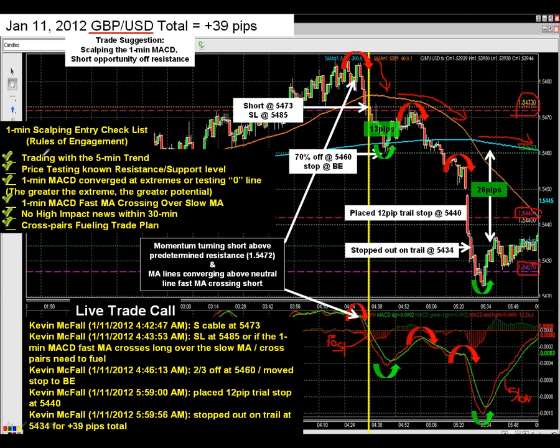One thing is, are we trading with the 5-minute trend? Yes, we are. Is price testing known resistance? Well, yes, it is. It tested it, moved just above it. And as the 1-minute MACD converged at extremes, we're testing the 0 line. Here we are up above the 0 line, just above it, and breaking down into it. And is our MACD line crossing over the fast-moving average?